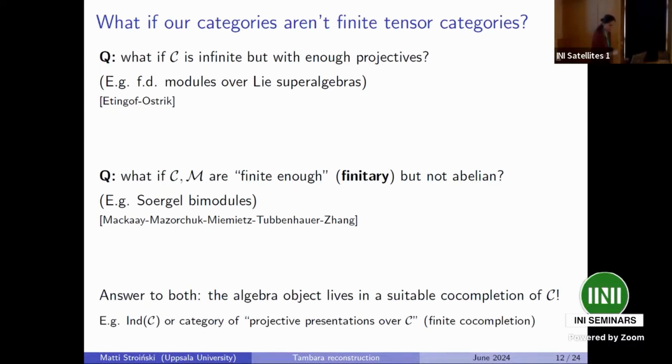So what happens then is that there is still an algebra object using which we can reconstruct our module category, but it no longer necessarily lives in C itself. In both those cases, in fact, it lives in a suitable co-completion of C. In the first case, one should consider Ind objects, so the Ind-completion, and in the latter case, it's the finite co-completion, which consists of formal projective presentations over C. In the latter case, it kind of mirrors the idea that we want to assign some abelian category. We view our category that we started with as projective objects in some category.